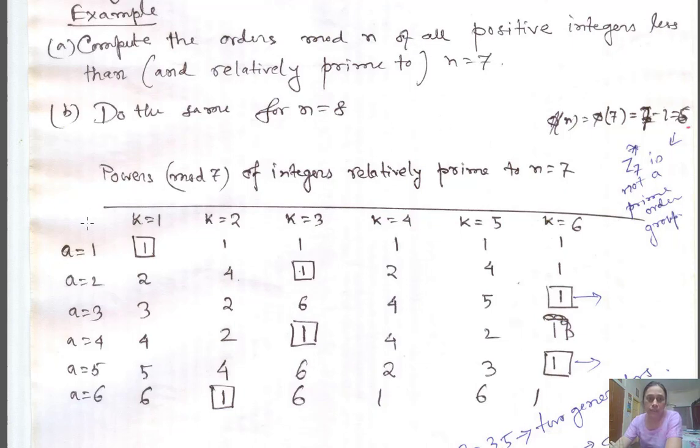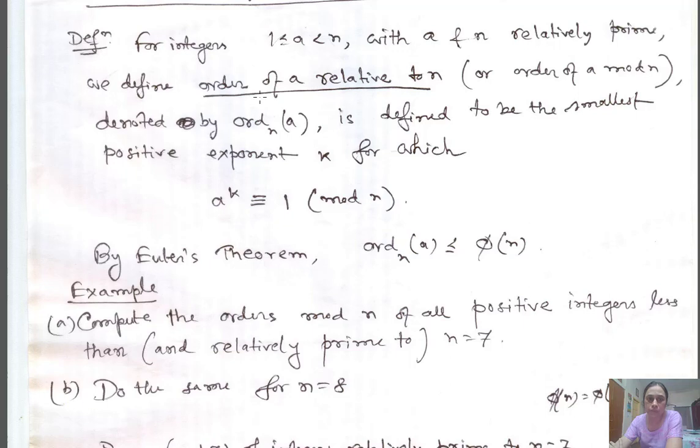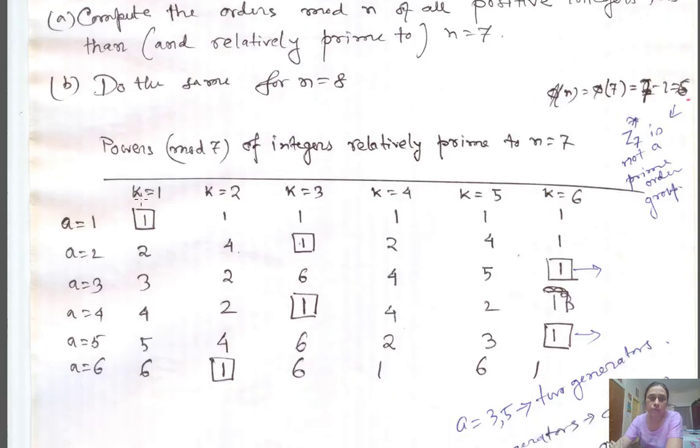Okay, so all the elements we list down here are less than 7 and co-prime to 7. So there are a total of 6 elements. For the powers, I am calculating a to the power k, and checking which is the least value of k for which it gives 1. So we keep on powering. For a equal to 1, all are 1. So the least k for which it gives me 1 is 1. So a equal to 1 has order 1.